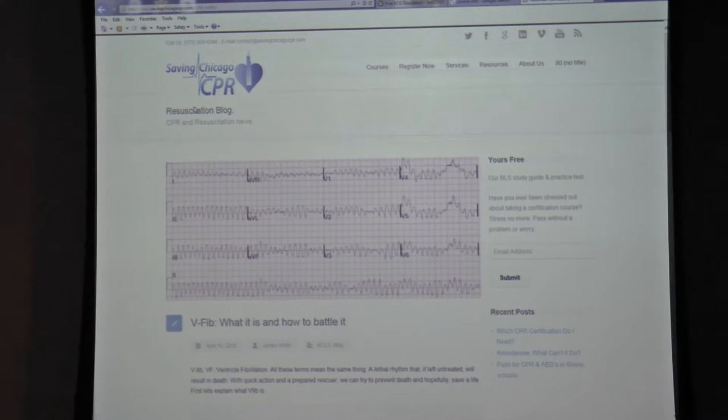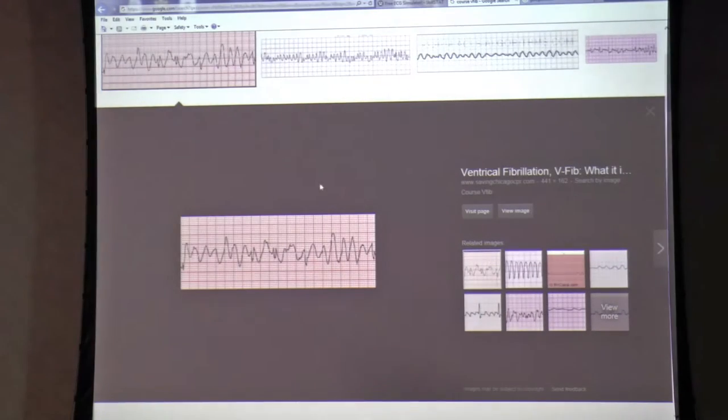You see here that, probably a little clearer over here. So here the height of the complexes is much higher. Now, it'd be very hard to tell if this is just a polymorphic VTAC or a coarse VFib.